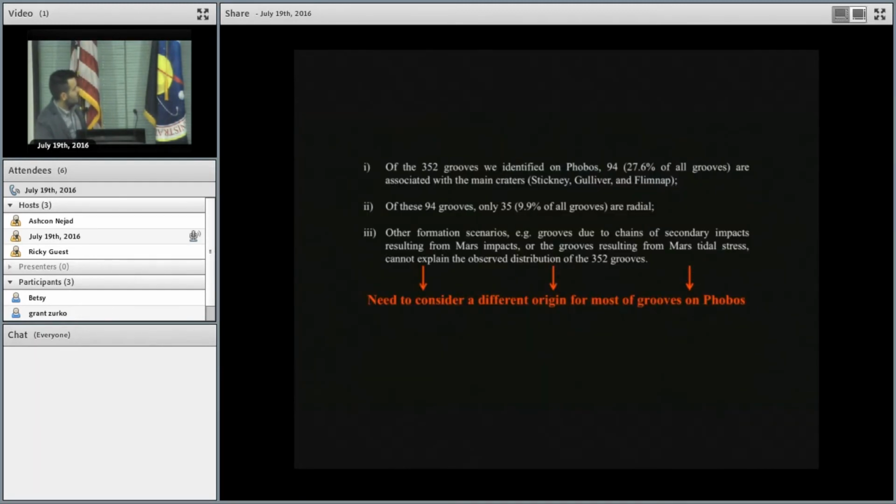So of the 352 grooves that we have identified, only 27.6% are associated with main craters, so they have a possible origin related to the main craters. And of these, just 10% of all grooves are radial to these features. Since other formation scenarios, like grooves due to chains of secondary impacts, or grooves resulting from Mars tidal stress, cannot explain the observed distribution, we need to consider a different origin.